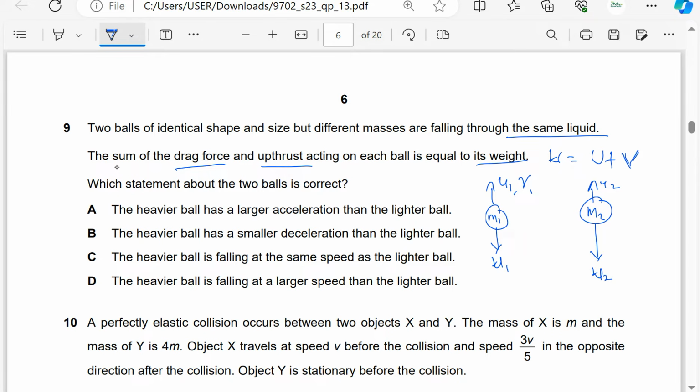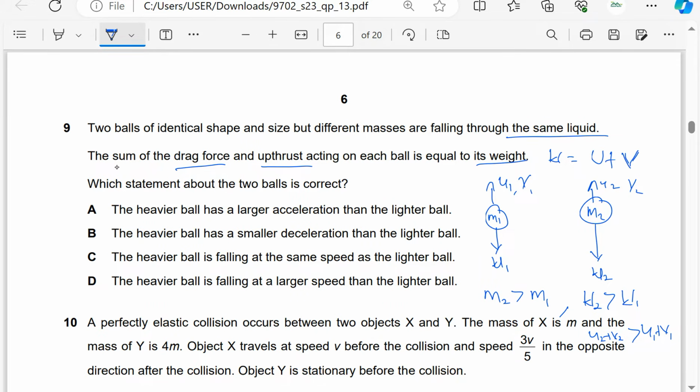Which statement about the two balls is correct? Notice that they don't have the same mass. Let's say M2 is greater than M1, which means the weight W2 is greater than the weight W1. So if this is upthrust 2 and V2, it means that U2 plus V2 is greater than U1 plus V1. So which statement about the two balls is correct?